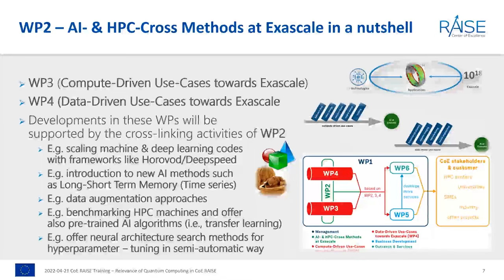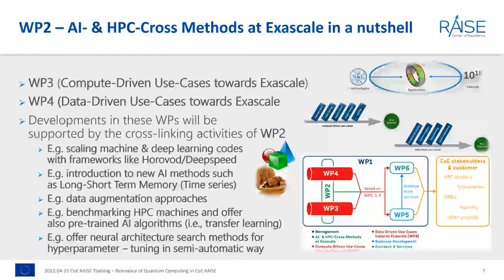I show you a little bit here what we do in this so-called HPC cross methods work package. We have not only the use cases, we also try to bring the community lessons learned by really intertwining simulation sciences with AI and data-driven sciences with AI, and have also best practices with scaling machine learning and deep learning codes with Horovod, DeepSpeed, or others. PyTorch, of course, with the integrated scaling as well.